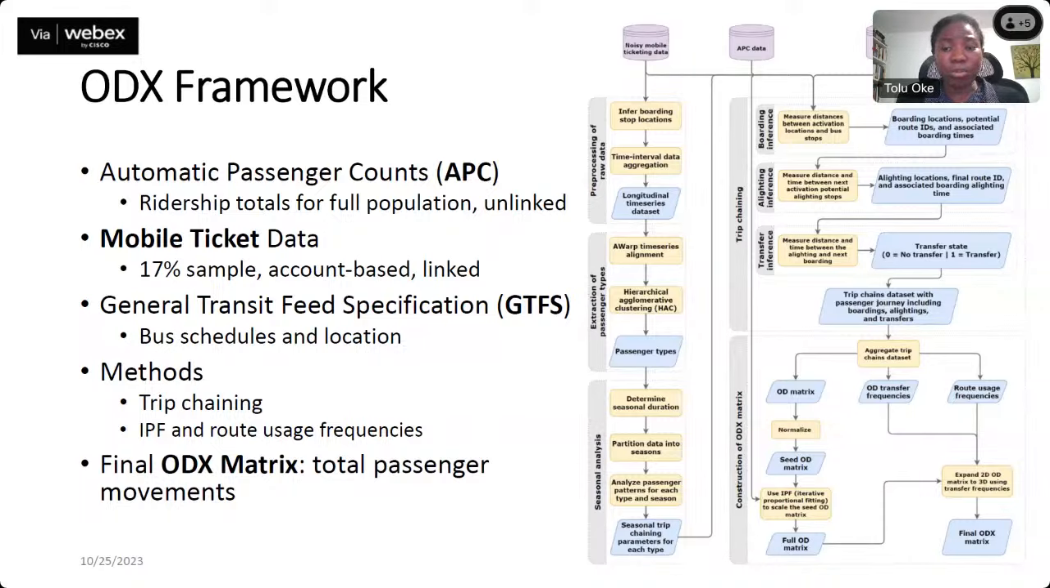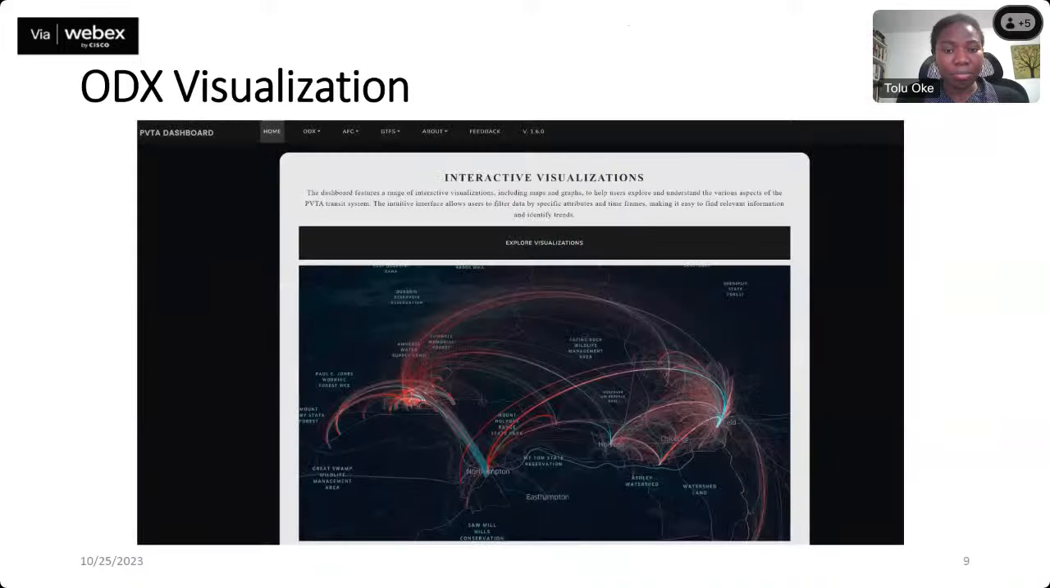So the ODX was very useful, but we wanted to make it even more usable within the PVTA. The team at UMass decided to help us with the build out of a dashboard. Next slide, please. And this dashboard was going to be an interactive one that provided maps and graphs to help users explore the data that was coming out of the model. Next slide, please.